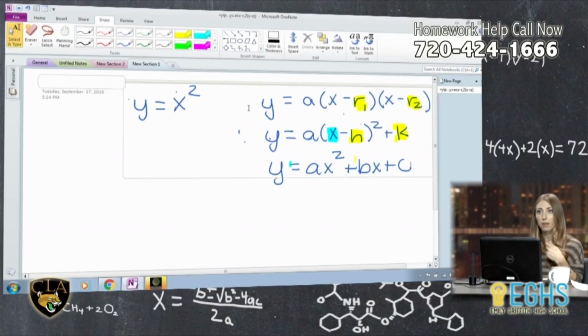So, long answer, to put it in a short way: as long as it is in general form, like this one on the bottom, then you can use the quadratic formula to solve your quadratic equation.